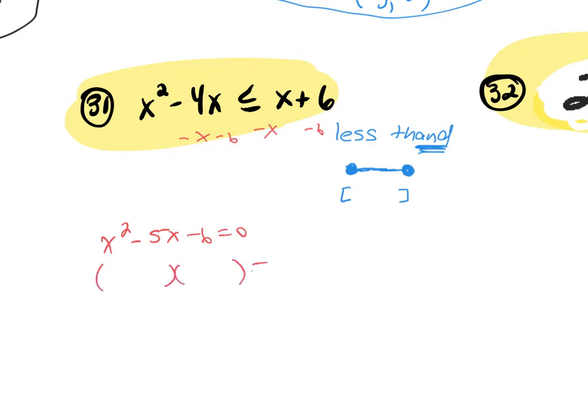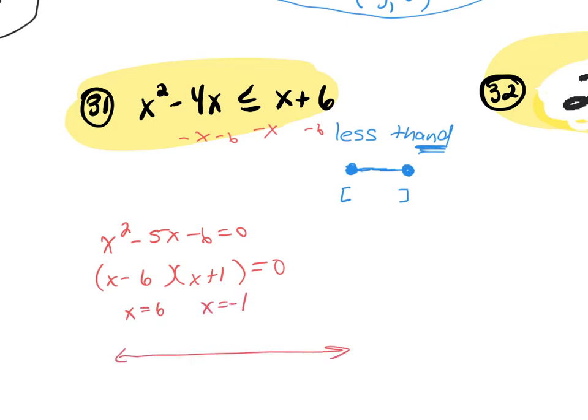So what times what is going to give me a negative 6 when I multiply, but a negative 5 when I add? 2 and 3. I agree 2 and 3 will give you that combination of numbers, but will it give you the combination of signs? To get a negative 5 to add, you'd have to have negative 2 and negative 3, but that would give you a positive 6 when you multiply. So you do 1 and 6. You could do x minus 6 and x plus 1. So you have 2 critical points at x equals 6 and x equals negative 1.